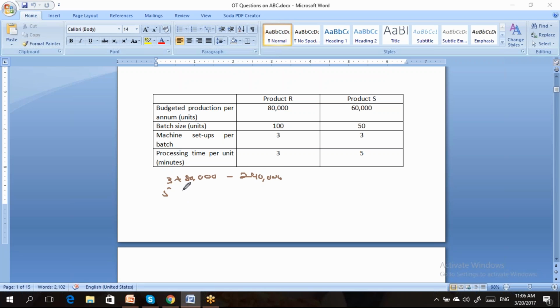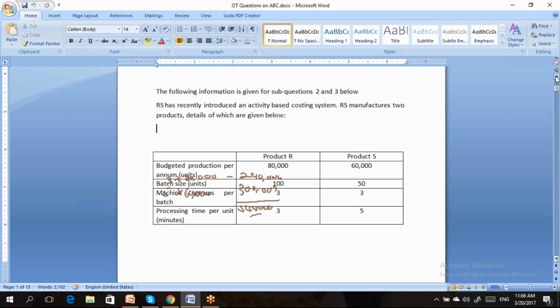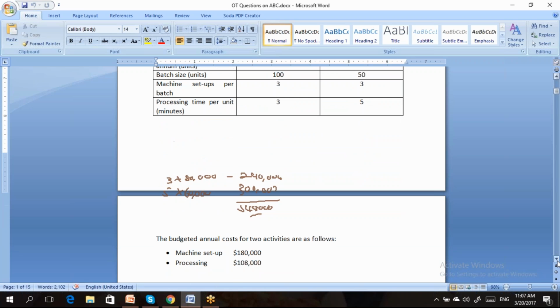240. 5 into 60,000, 300,000. Total processing time involved is 540,000. Now that cost, what is the cost they have incurred? They incurred a cost of 108,000. 108,000 is incurred for the entire 540.